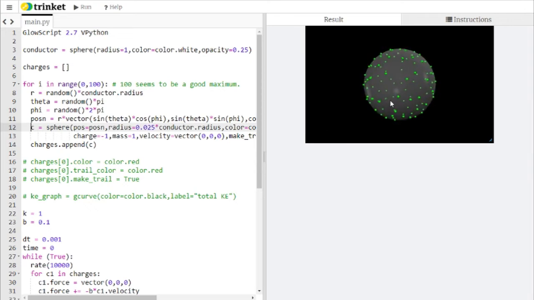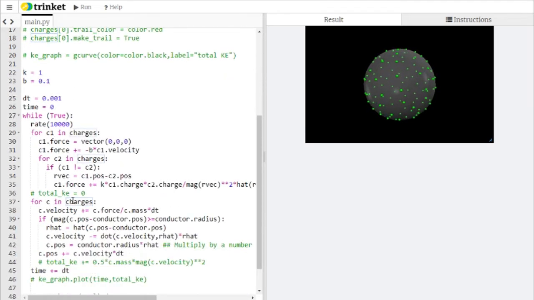Now, I've been calling them electrons. They're technically just charged objects. They don't necessarily have to be electrons, but they're almost always electrons, right? And so each of those is a sphere. It's going to be a tiny sphere, obviously, compared to the conductor. We give them that randomized position, and we give them each the same negative charge. And we're just adding them to a list here of charges.